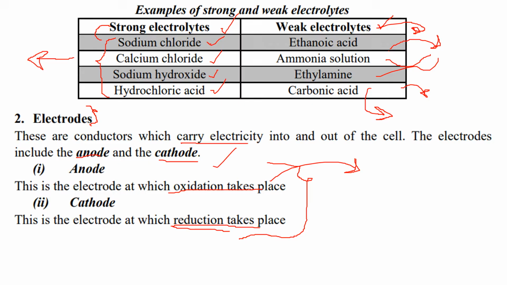So an anode, in simple terms, as we're summarizing your notes, is going to be the electrode where oxidation takes place, and the cathode is going to be the electrode where we have reduction. I've said that this is very, very important when it comes to electrochemical cells, and you need to take it very, very seriously.